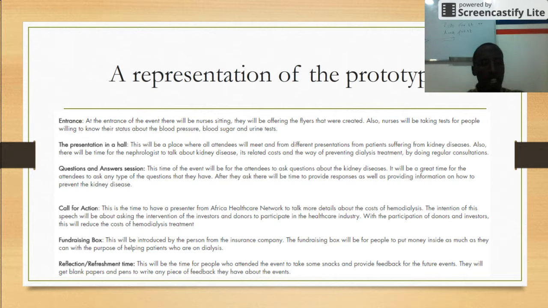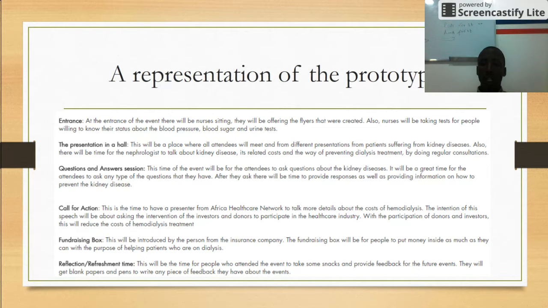There will be an entrance where people will be entering and do some lab tests for those who will be willing, so that they can know their status. This will be including blood pressure, blood sugar, and urine tests. The presentation in the hall: we shall have the presentation where there will be guest speakers who will talk about kidney disease.